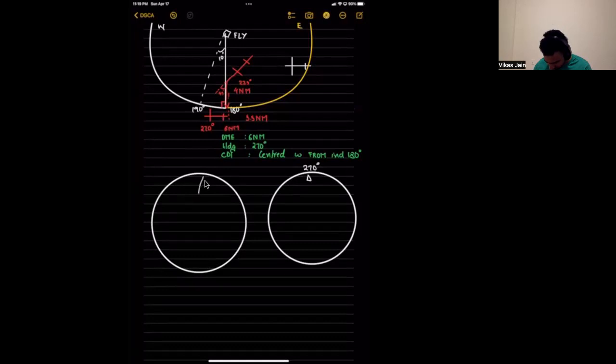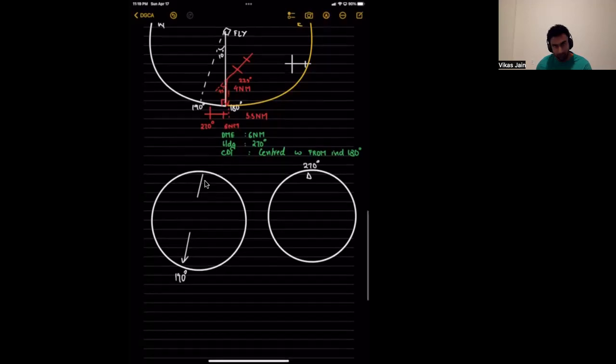Okay, on your CDI or HSI, we just set it to 190 degrees. How does it look? Your aircraft is somewhere over here, and your arrow is somewhere like this, with the from indication. You can do one more thing. You can tune the opposite radial, but that just makes it worse and gives you a 2 indication.